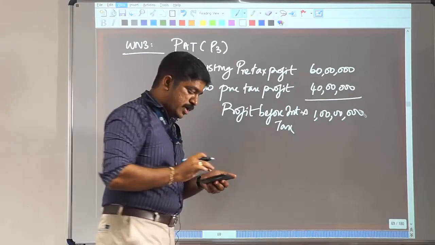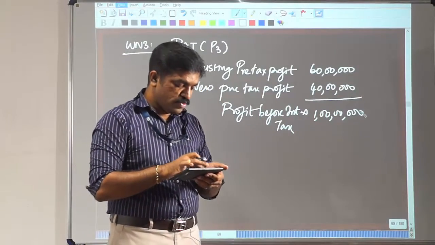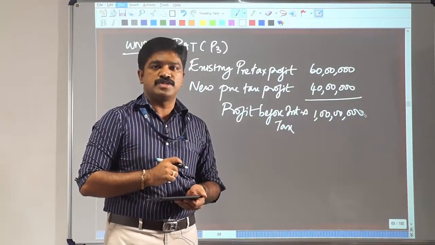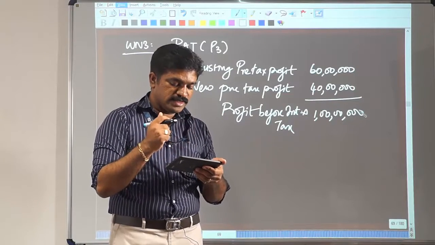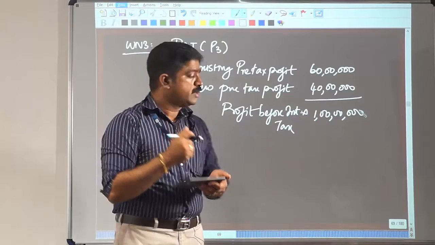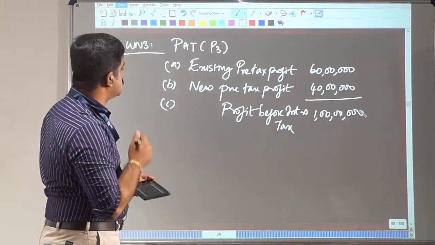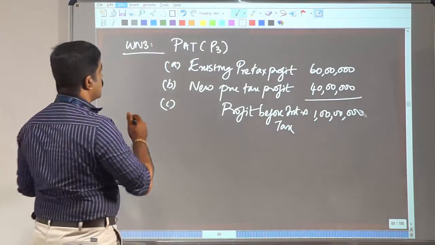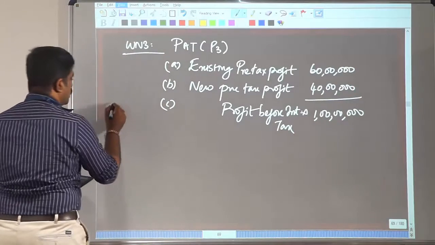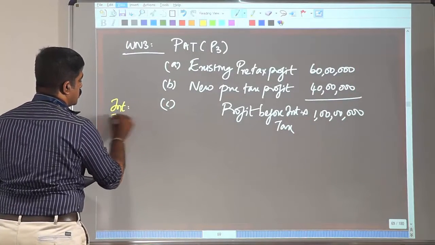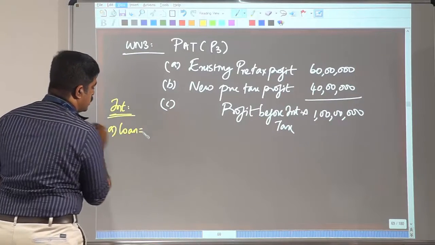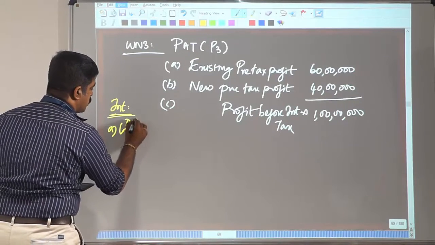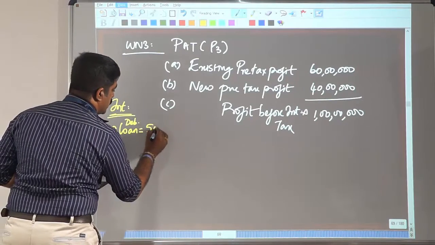Now from this 1 crore, I have to deduct my interest. And what is my loan amount? I'm going to raise the entire 50 lakhs in the form of debt, and on that I have to pay interest at 16%. Okay, so I'll show you the calculation here. Interest, that is, what is the loan amount? It is basically the debenture. Okay, debenture, it is 50 lakhs.